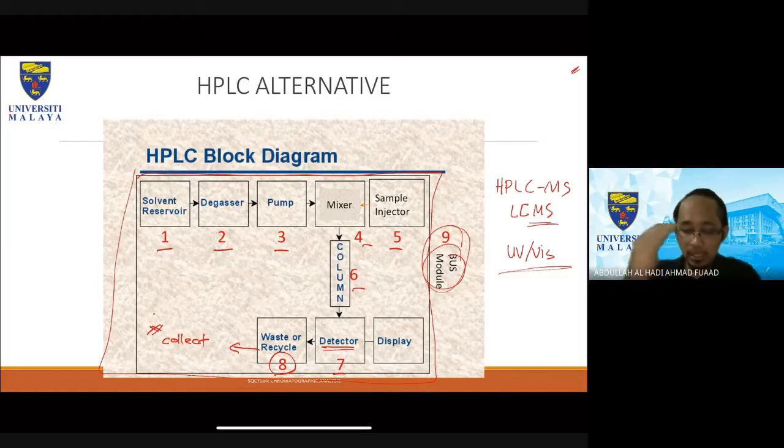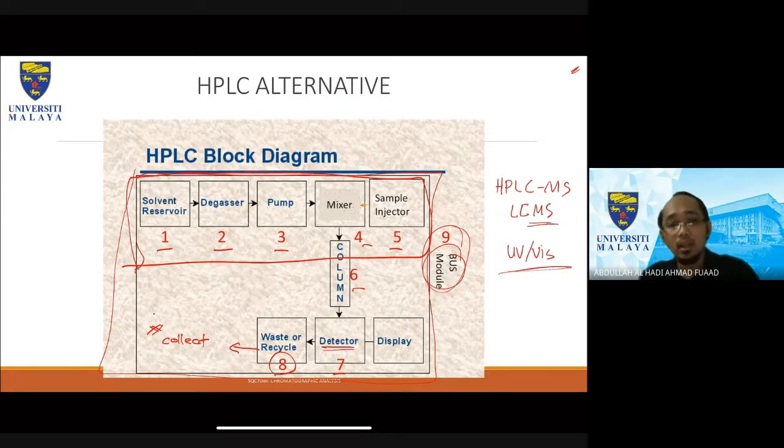So we will look at each and every module, but for today, if I'm not mistaken, we will just look at up until number 5. Even if you have time to continue to number 6, we will not do that, because the column itself is a very lengthy topic, a very lengthy subject.